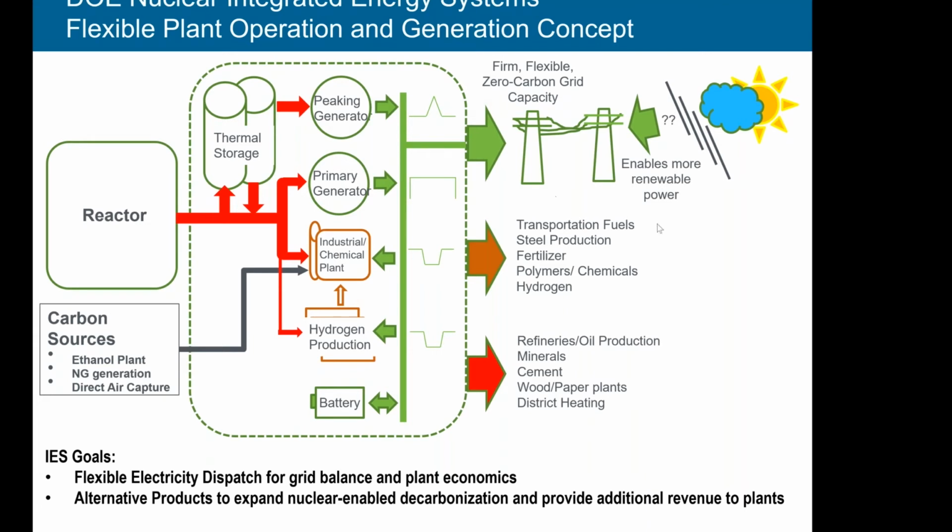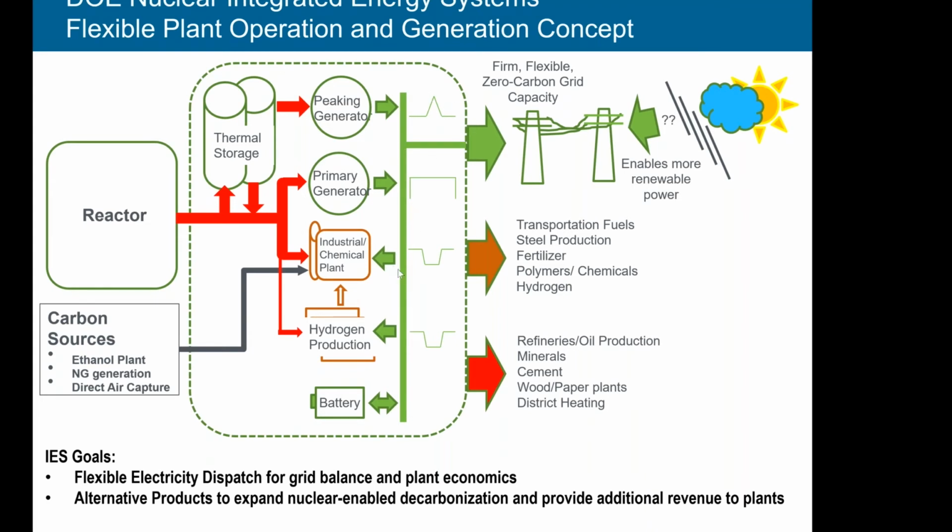If you look at the upper right-hand corner, we show an output to the electric grid here. And secondly, alternative products to expand nuclear-enabled decarbonization and provide additional revenue to plants. The second and third arrows represent both the chemical and industrial heat applications for nuclear energy. To provide these goals, we're looking at thermal energy storage and heat engines and how they can provide for flexible generation on the grid.